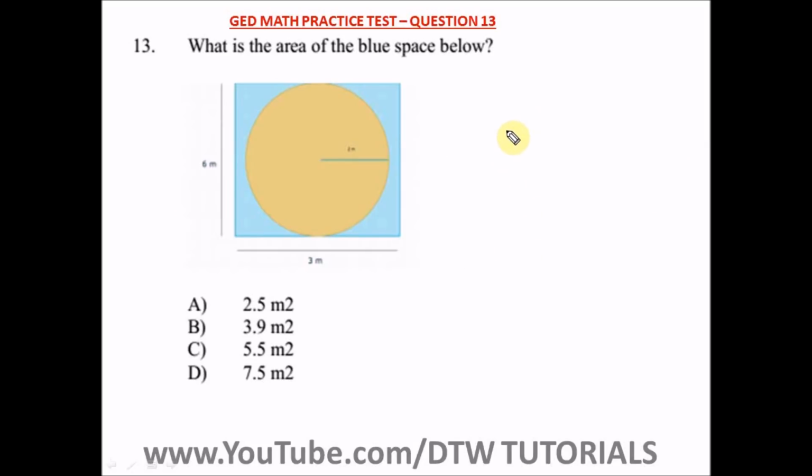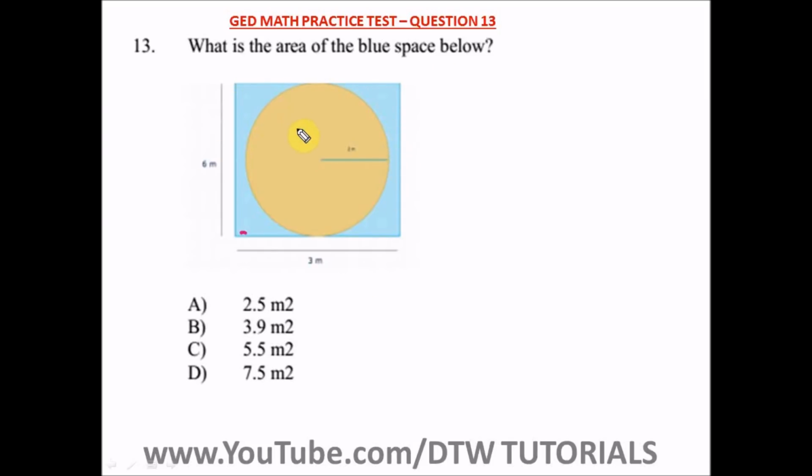Question 13 of the GED Math Practice Test. It says, what is the area of the blue space below? So this is our color blue. What is the area of this blue space below? Let us study this shape together. This shape, we have a rectangle here and also a circle inscribed in it. So we have two shapes here, a rectangle and a circle.